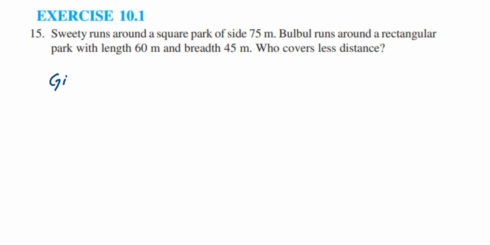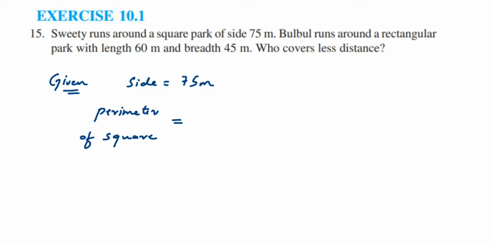So first we're going to talk about Sweetie. I'm going to just write down here the side of the square park. So side is equal to 75 meter. We know the perimeter of a square is 4 into side. So perimeter of square, we're talking about the square here, is equal to 4 into side.